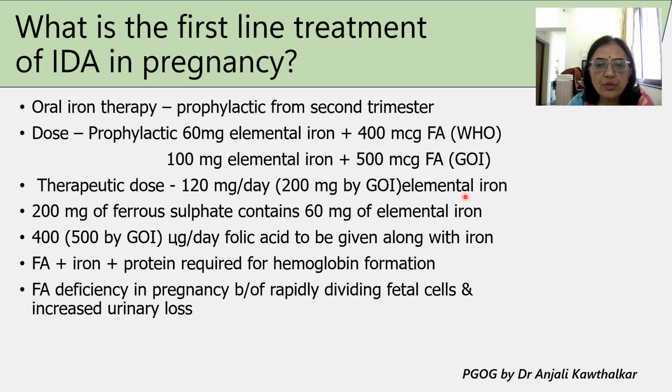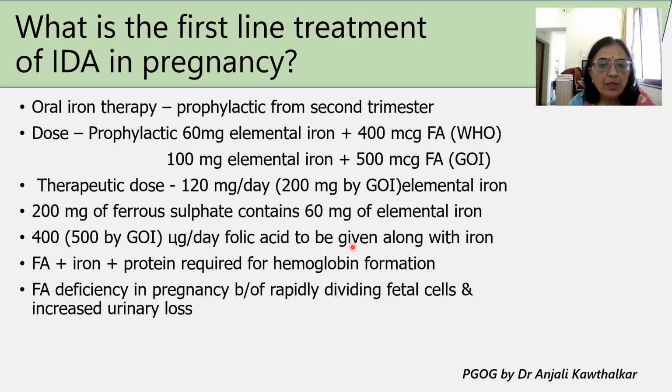Now remember, we have to focus on elemental iron and not on the total molecule weight. So if it is ferrous sulfate, a 200 milligram ferrous sulfate tablet will be containing 60 milligram of elemental iron. This is an example. There are so many other preparations also available, and we need to be aware of how much elemental iron is present as per the molecule which is being used in the oral iron.